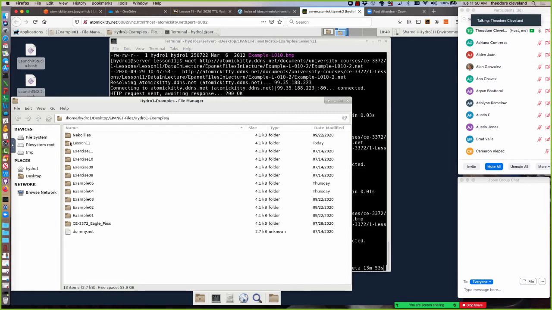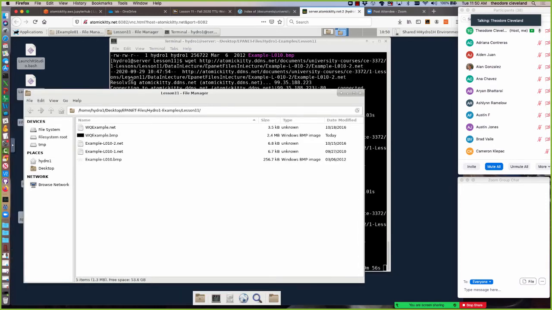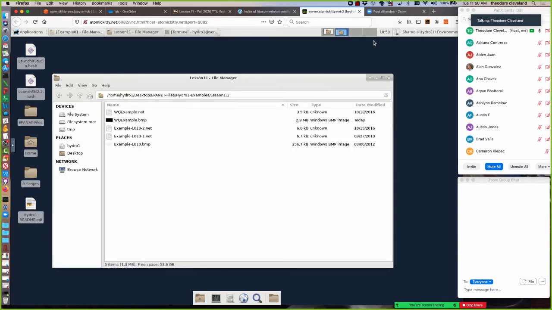So now we have most of the contents that we need. There's two network files, there's a bitmap, and there's a water quality bitmap for that simulation. And hopefully this can handle the concurrent connections. Good. So now we've got the tools located. We'll start our EPANET simulation.